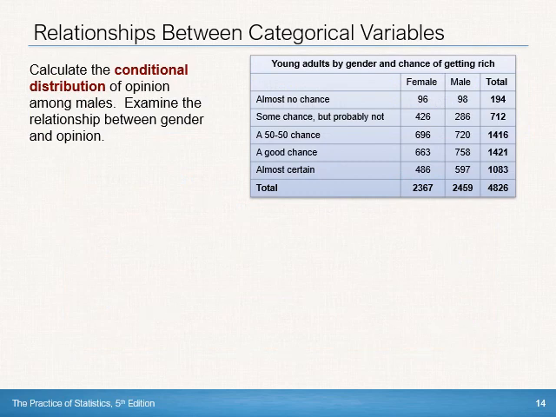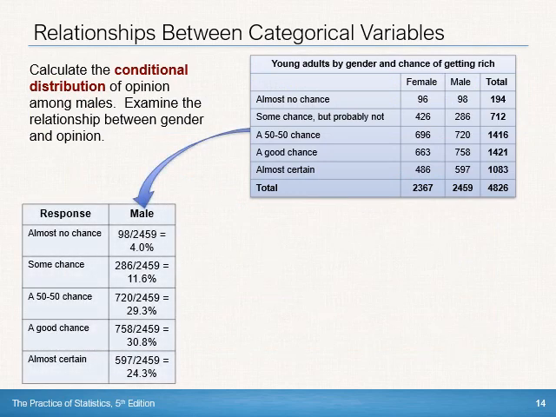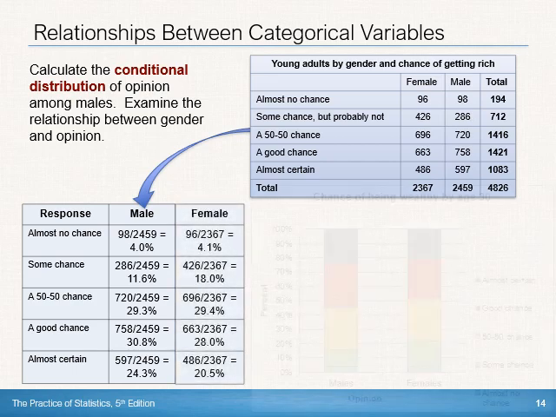So let's go back to our example. We want to take just the males, for example, and we want to take the percent. In this case, we're taking the number of males who said almost no chance divided by the total number of males to get this 4%. All right, so we're not dividing by the table total, but by the total in that particular categorical value. So the total for male, the total for female. And then the next one will be for females.